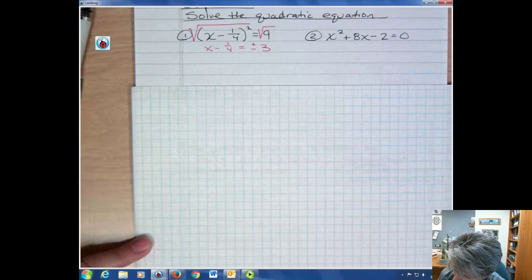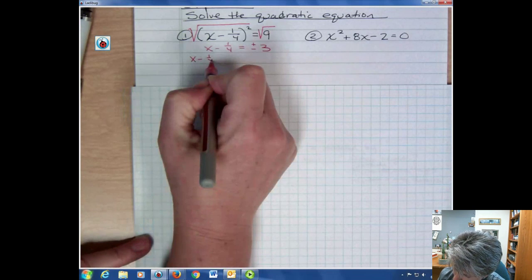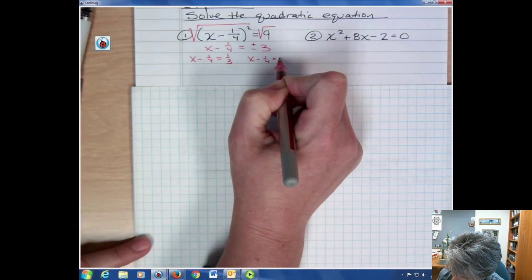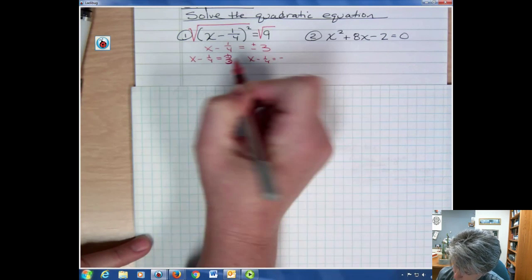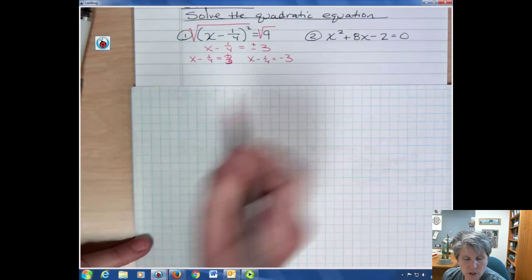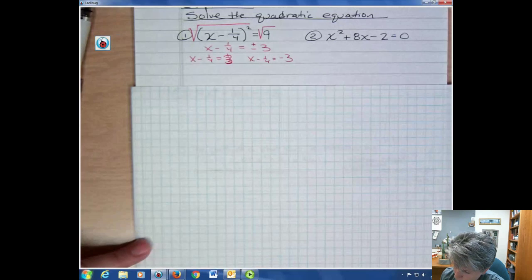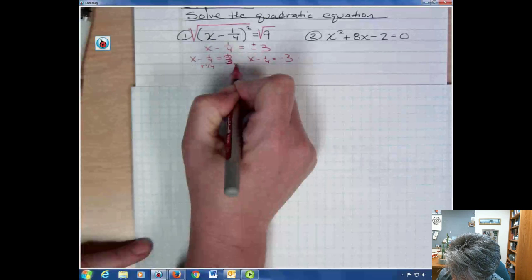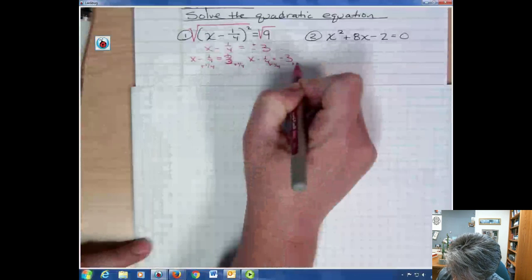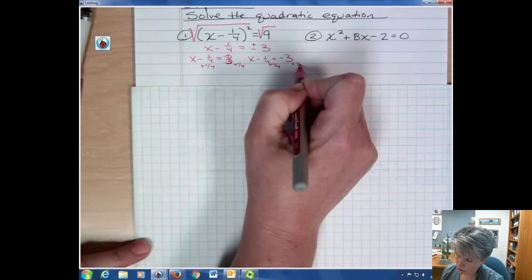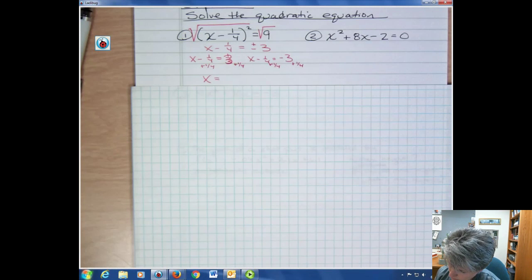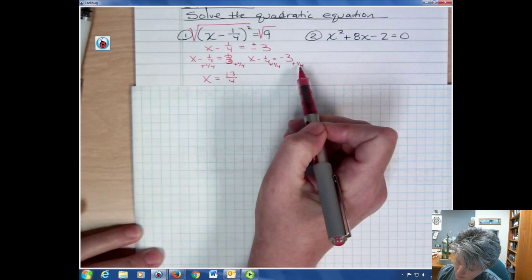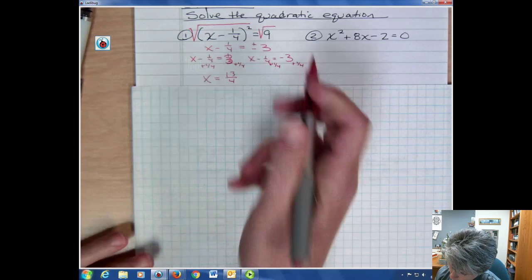So I'm going to solve that. x minus 1/4 is 3 and negative 3. You can use your calculator to do that arithmetic, but we're going to add 1/4 to both sides. And so that's going to give us our two solutions. 3 plus 1/4 is 13/4, and negative 3 plus 1/4 is negative 11/4.